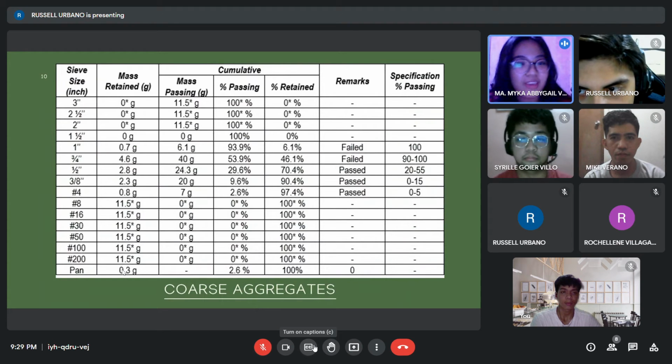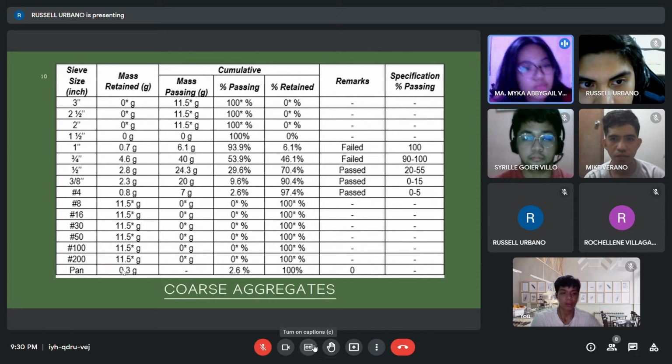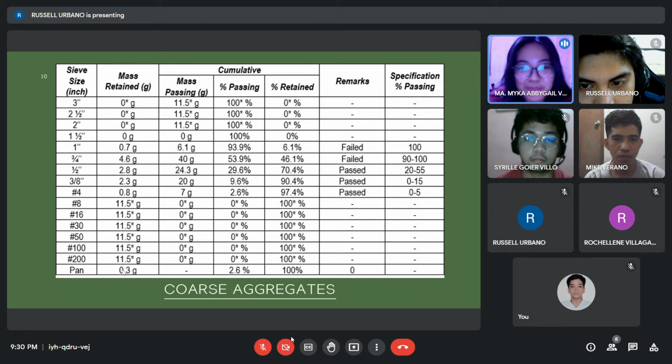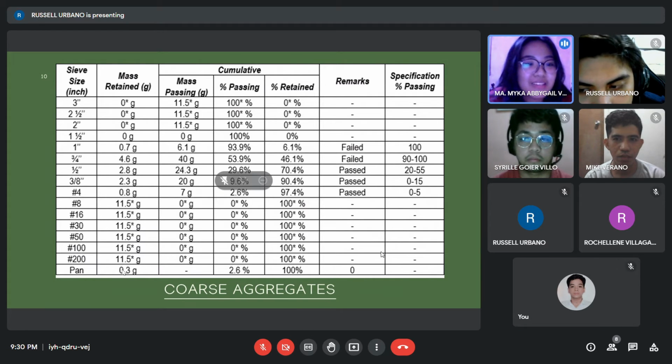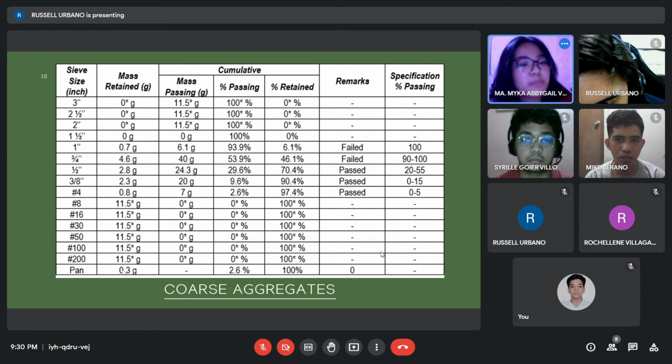Okay. So for the coarse aggregate data in the reference, their target is to ensure that the sample after sieving is within 99.7 to 100.3 percent of the original sample weight, which the mass sample is 11.5 grams. For this activity, we calculate the cumulative mass passing, cumulative percent passing, and cumulative percent retained of each sieve size.